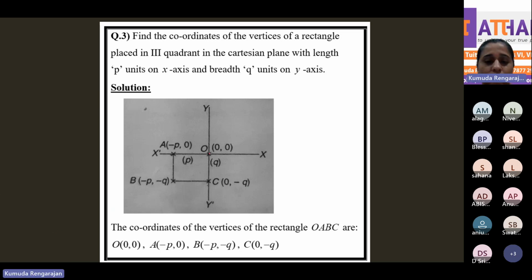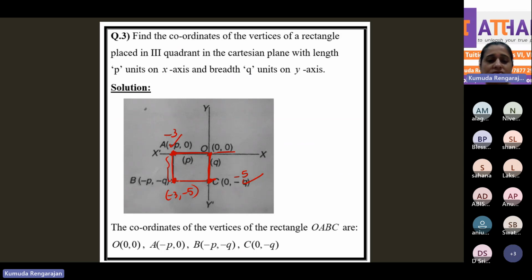So we already know one point O, which is the origin given by 0, 0. Then we found this vertex, which is minus P, 0. We found this vertex, which is 0, minus Q. So using this and this, you can find the fourth vertex. So it has to be minus P, minus Q. Like if you had minus 3 here and you had minus 5 here, then the coordinate of this point will be minus 3, minus 5.